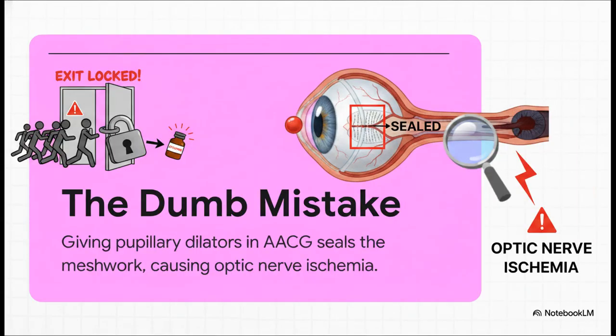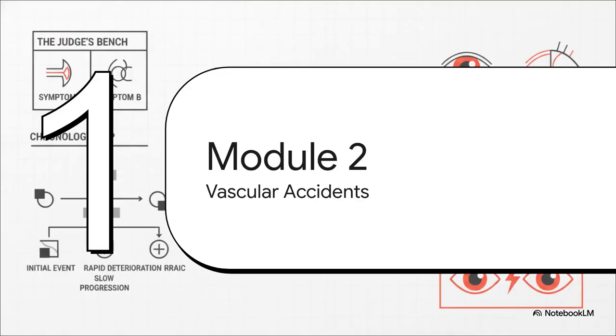Which brilliantly illustrates the fatal error in this scenario. We literally call it the dumb mistake. If you misread the signs and administer a mydriatic pupillary dilator, like atropine, to a patient with undiagnosed AACG, you will completely seal off the trabecular meshwork. This directly prevents the drainage of aqueous humor and accelerates permanent optic nerve ischemia. You are quite literally locking the exit doors during a fire. Just don't do it. Moving on to Module 2, Retinal Vascular Accidents.